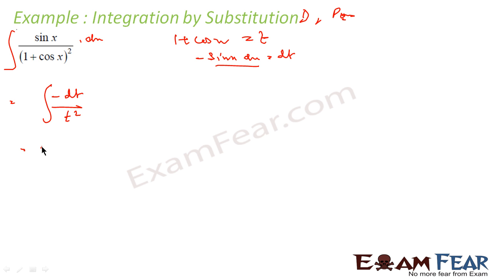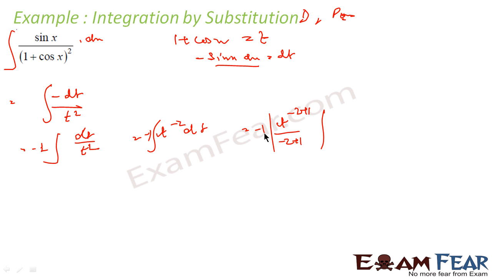So I'll take minus 1 outside, dt by t square, and this is nothing but t to the power minus 2 dt. Correct? Minus 1 into t to the power minus 2 plus 1 by minus 2 plus 1, plus some constant. The minus 1 cancels and you get t to the power minus 1, that is 1 by t, plus some constant. And what is 1 by t? t is nothing but 1 plus cos x, so the answer is 1 by 1 plus cos x plus some constant. Very simple. Nothing great here.